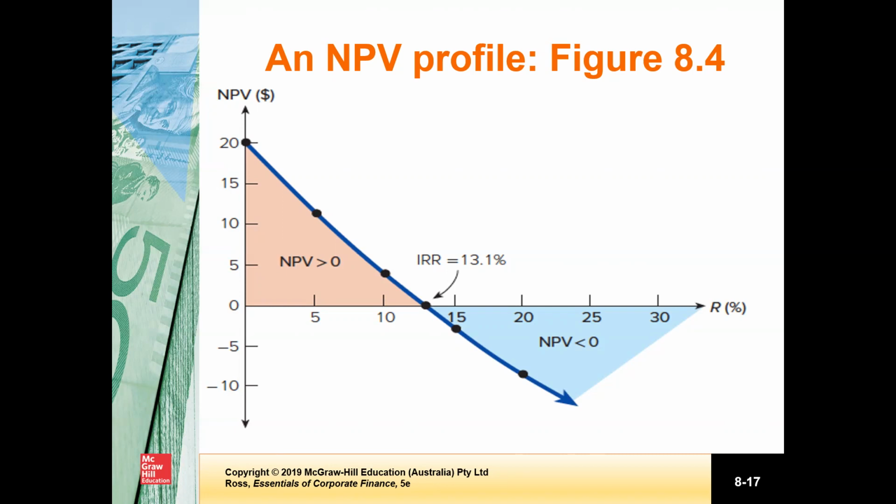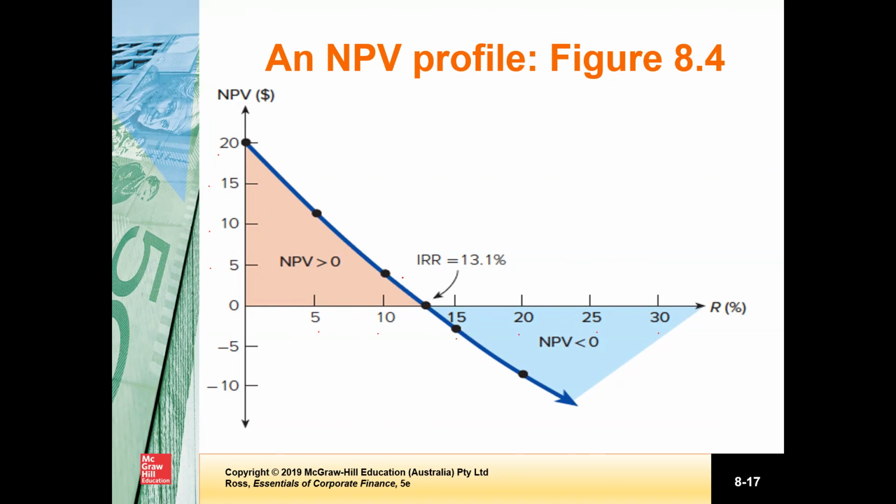You can see from this diagram that on the horizontal axis we have the discount rates: 5%, 10%, 15%, 20%, 25%, and here we have NPV. From our understanding of NPV, as the required rate of return increases, NPV decreases, and as the required rate of return decreases, NPV increases.